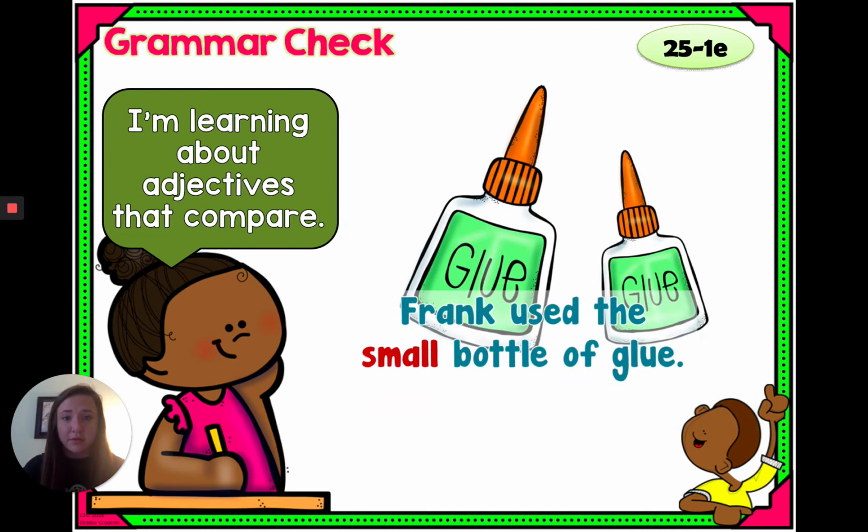So, for example, Frank used the small bottle of glue. How many nouns is that comparing? How many bottles of glue do you see? 2. So are we going to add ER or EST? ER. So our adjective should change to smaller. Frank used the smaller bottle of glue.